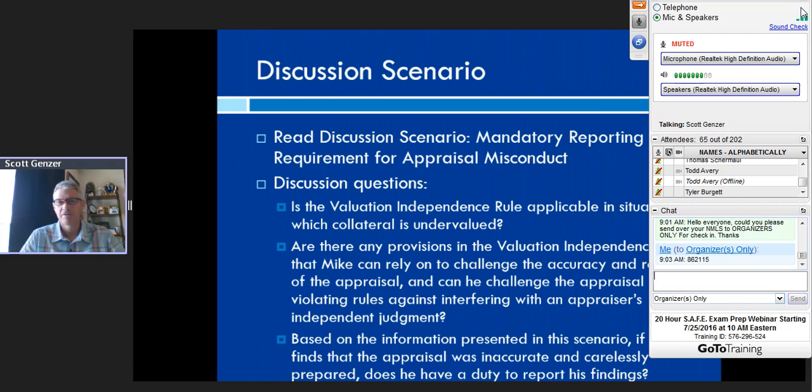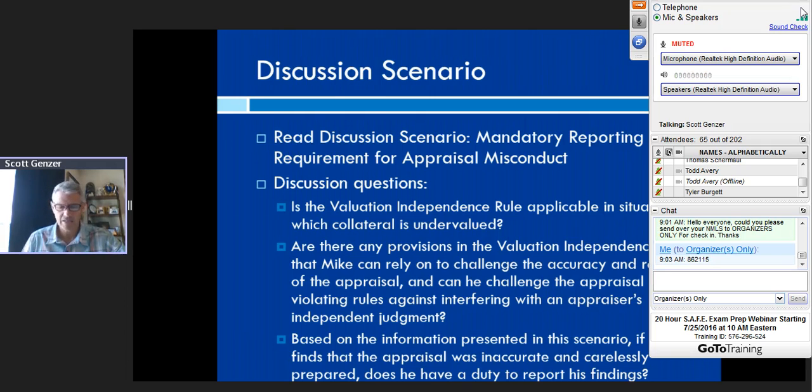All right? Perfect. Based on information, if Mike finds that it was inaccurate and carelessly prepared, does he have a duty to report? Absolutely he does. And then if we don't have cooperation, then we could withhold payment if we found that it was carelessly prepared. The guy's from out of the area, he used comps he shouldn't have used, you're not helping us turn it around, you know what? Sir, you are a special kind of person, and I'm going to report you to the State Appraisal Board, and I'm going to order another appraisal. I'm not going to pay you.